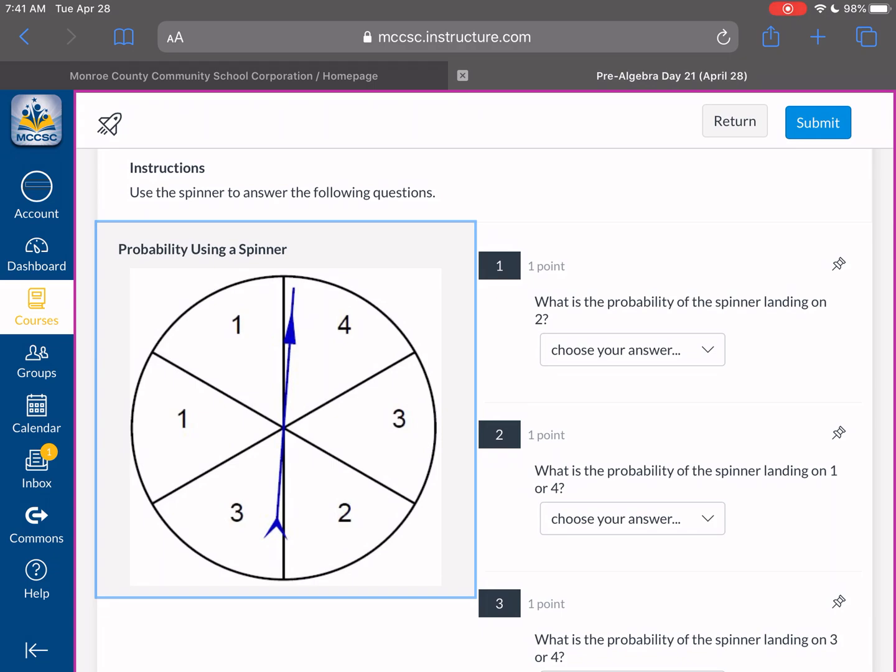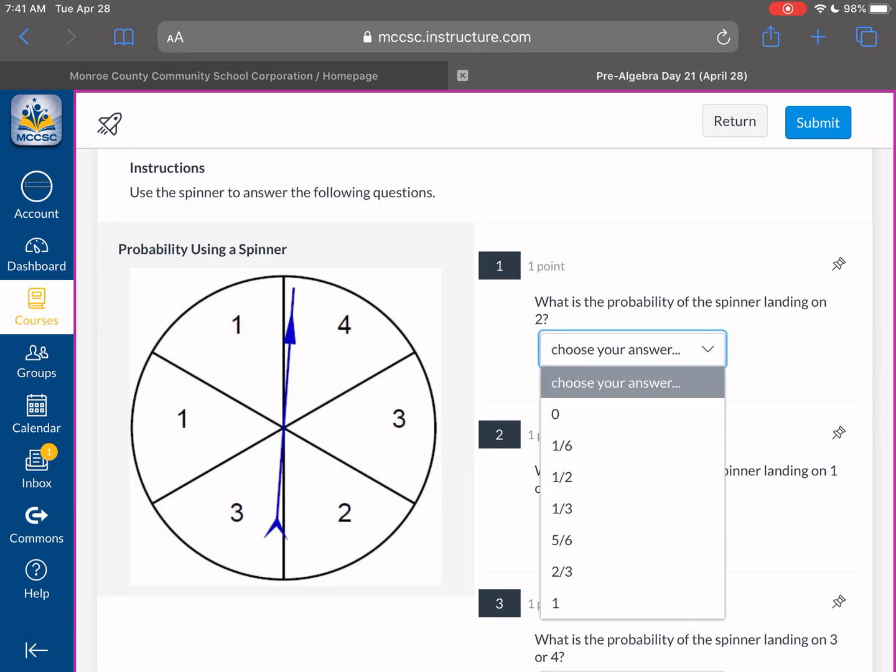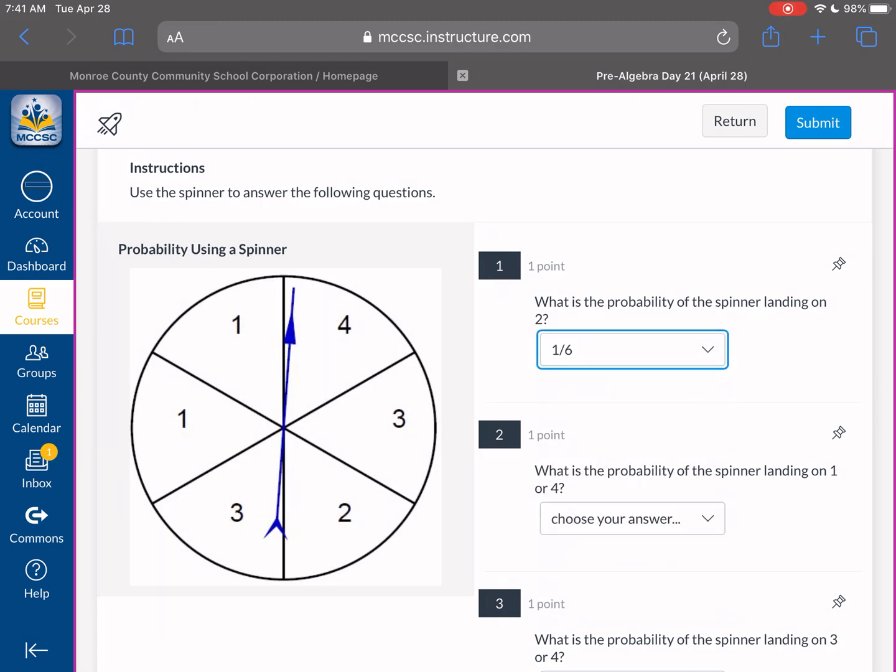Now let's think about some of the questions. The first question: what is the probability of the spinner landing on 2? How many 2's do you see on the spinner? 1. So that's 1 out of a possible 6 sections. So 1/6. That's all I would click.